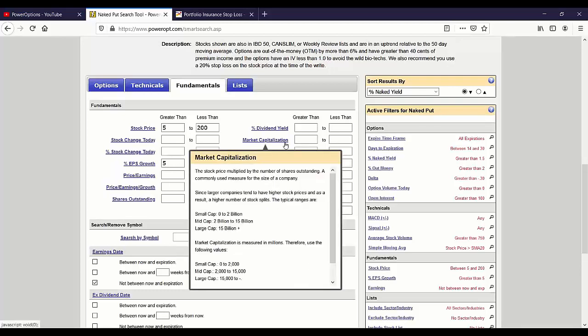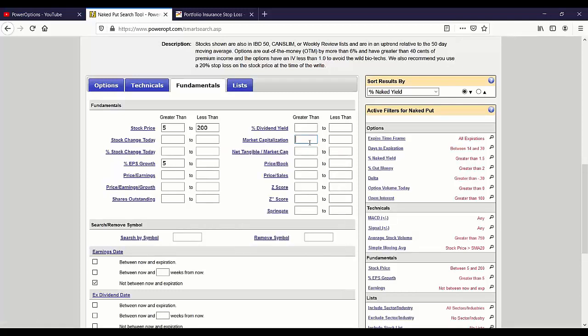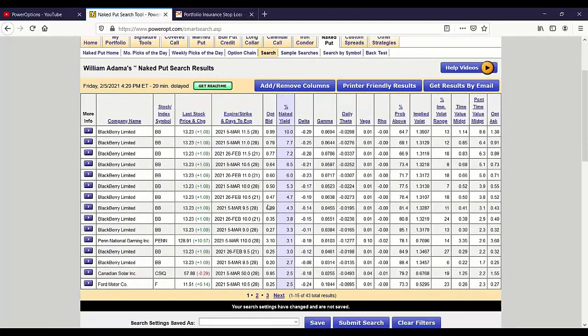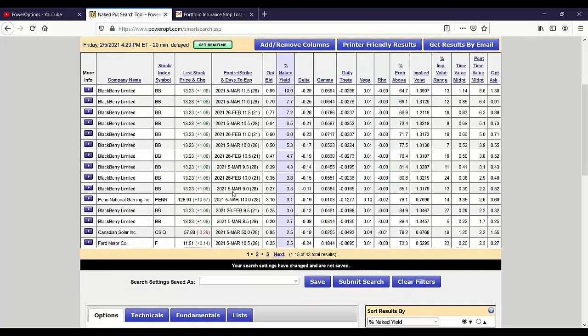And for market cap here, this is actually measured in millions. So we see here we have a guide that mid cap is usually 2,000 or greater. So let's just look for mid to large cap stocks as well. That's a basic criteria set we're going to create here. Very simple. And a lot of BlackBerries came up. Penn National Gaming, that's been a really good one.